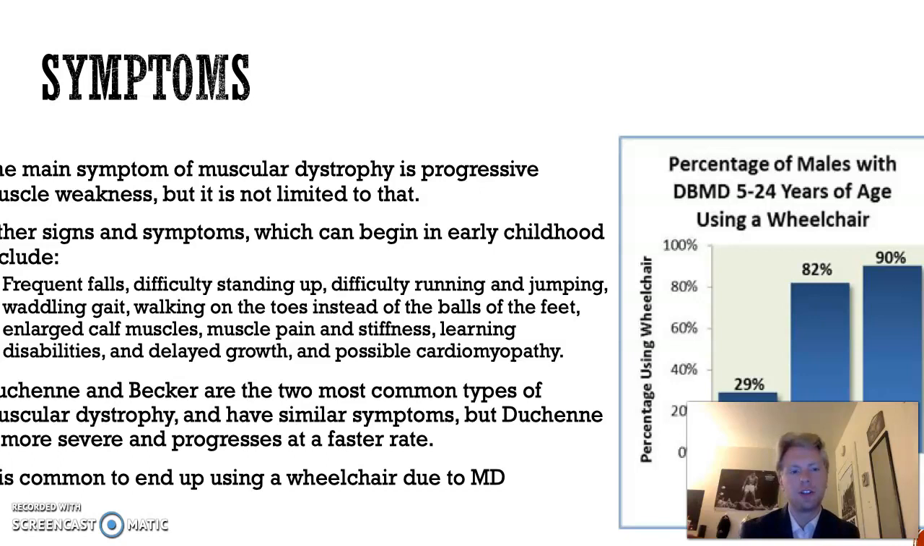And this little chart shows how common it is at each age to be in a wheelchair. So usually when you're between 5 and 9 years old, it's not that common, only 30%. Getting into your 10 to 14 age range, it's really common, up to 82%. And by the time people with this disease are 15 to 24, 90% are in one, so almost everyone.